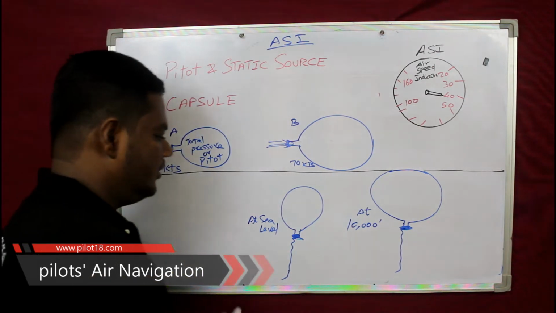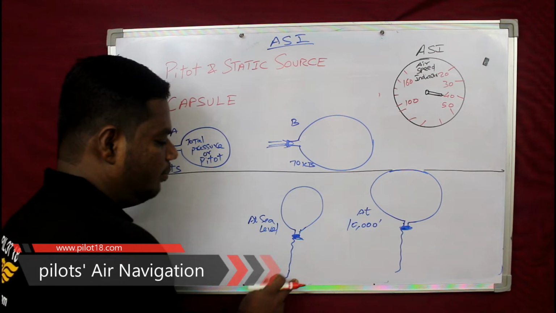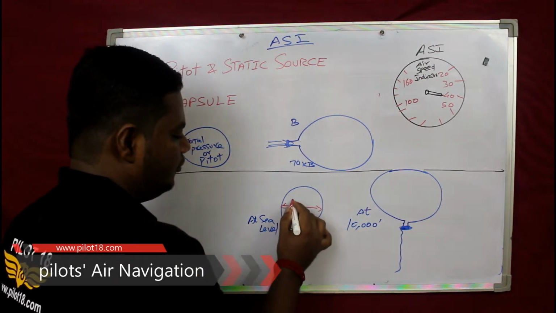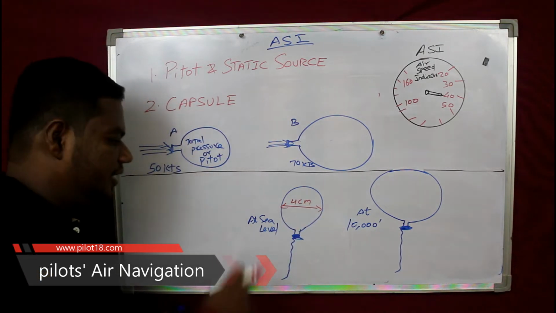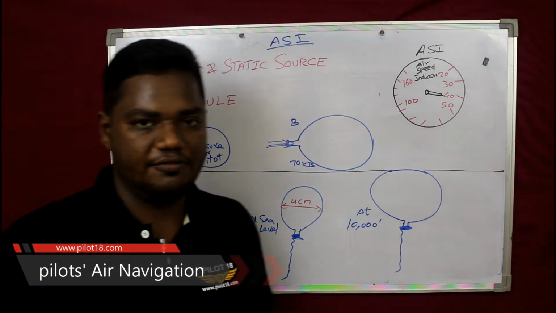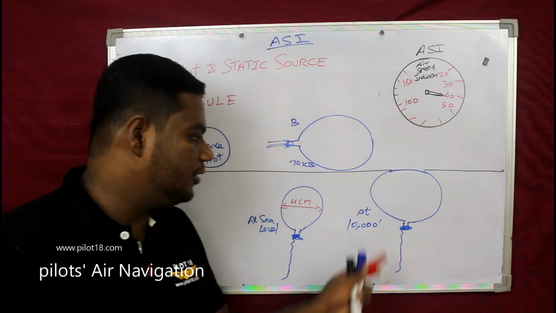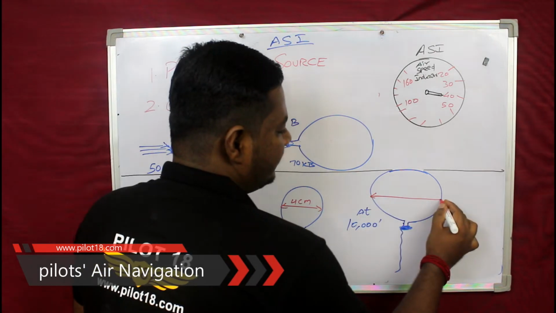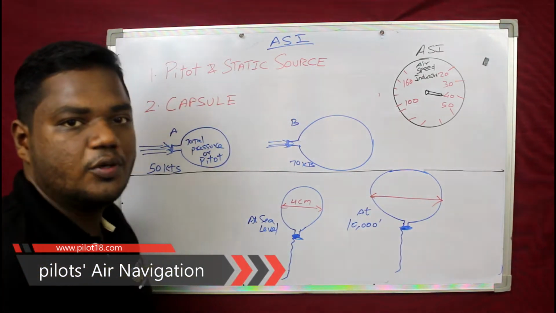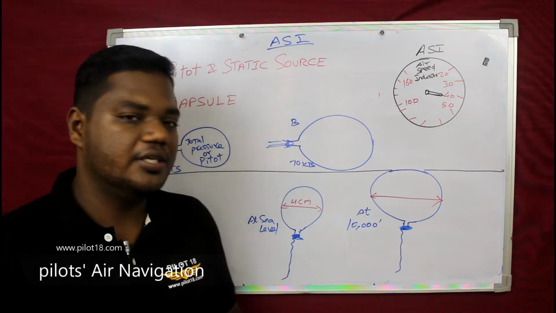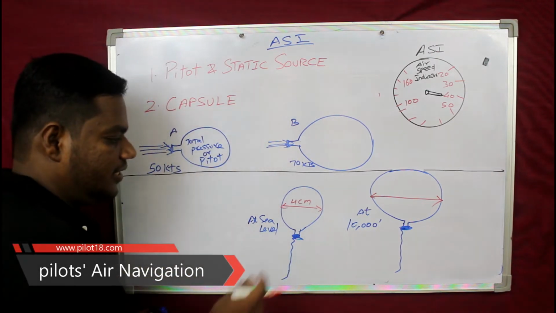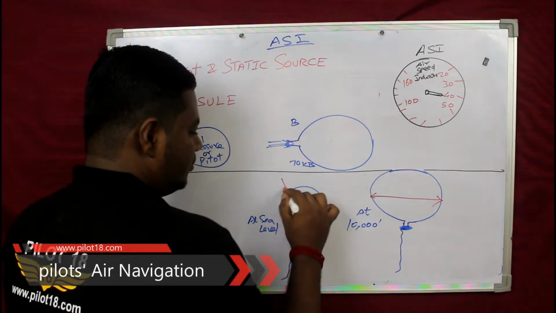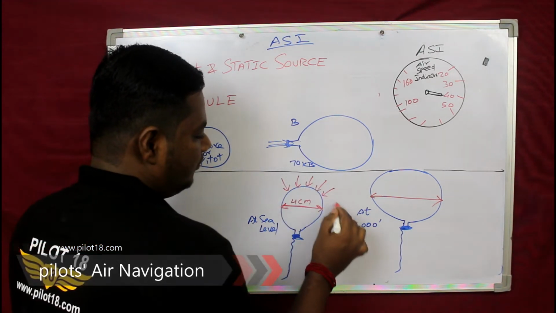Let's imagine I blew a balloon at sea level, at this size, with a diameter of 4 centimeters. If I take the same balloon with the help of an aircraft to 10,000 feet, the balloon's size will increase. Why? Because pressure decreases with height. At sea level, I blew the balloon to 4 centimeters, and external pressure is always acting.